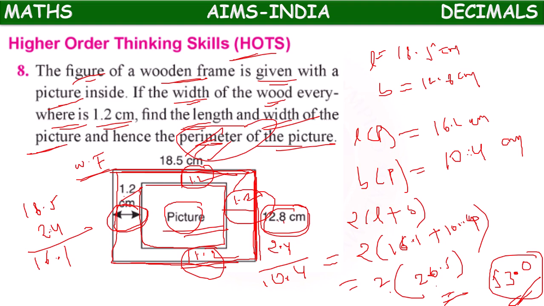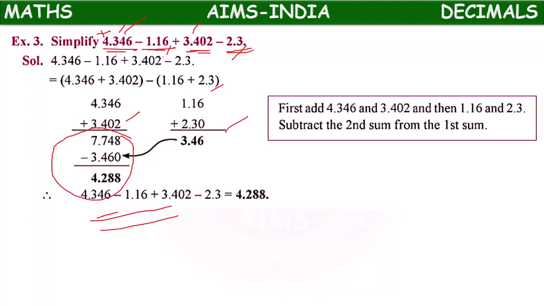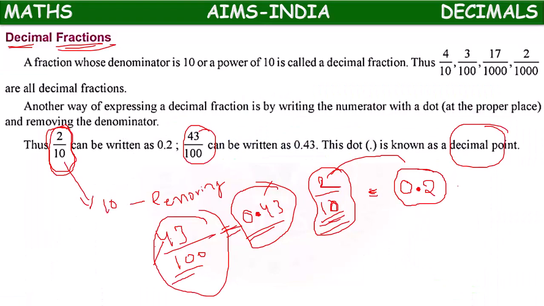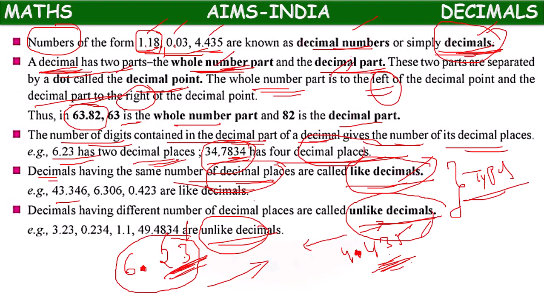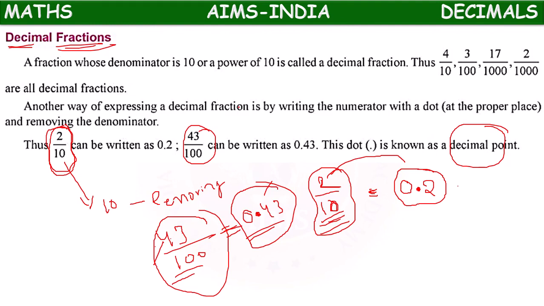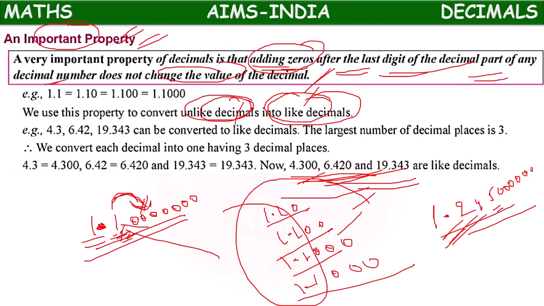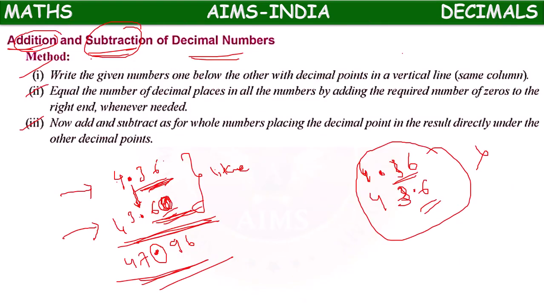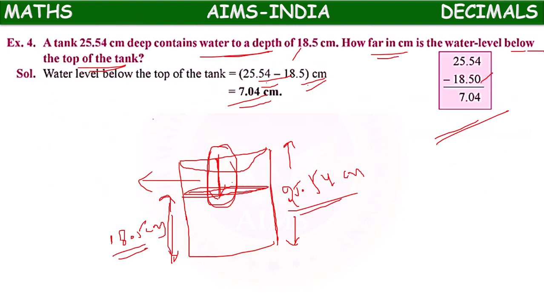Okay, children. That's all for today. So what we have learned? We learned about what are decimal fractions, and the properties. Addition and subtraction of decimals we have learned. And we have solved some problems.